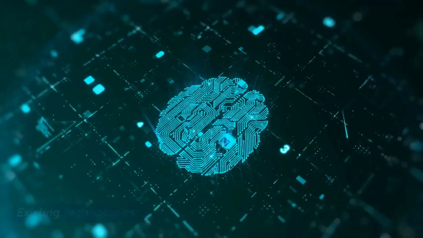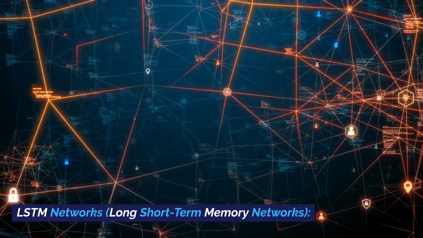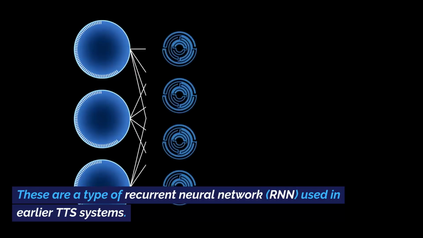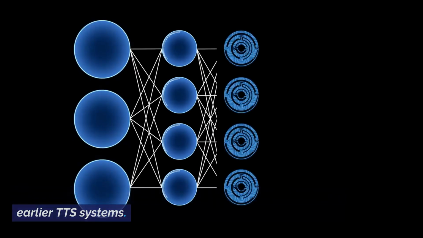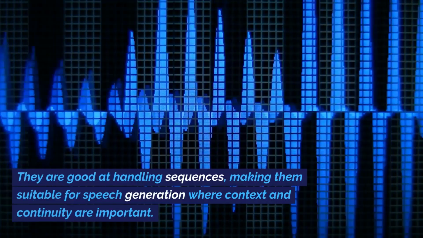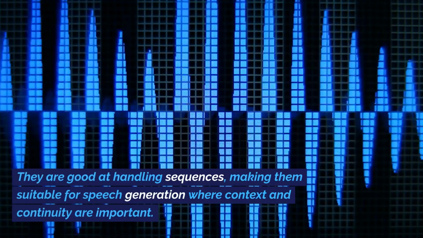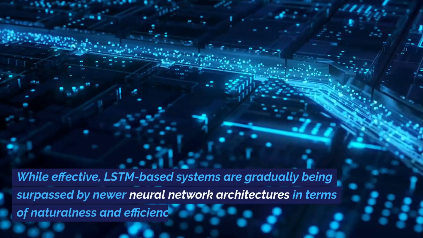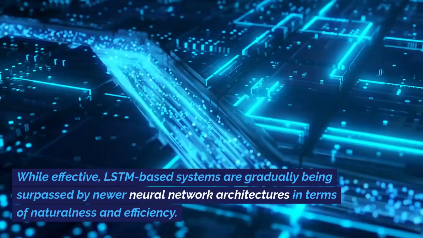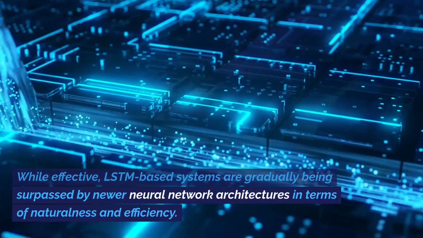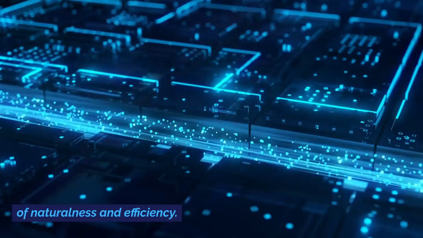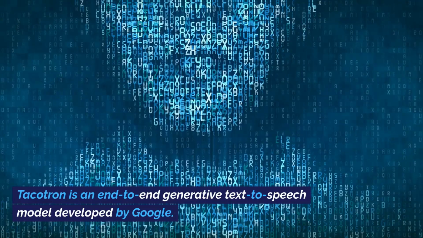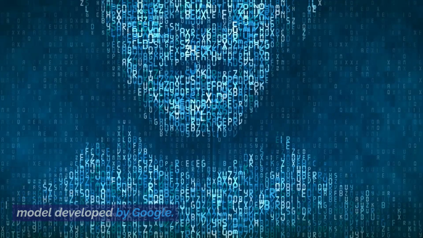Existing technologies. LSTM networks, long short-term memory networks. These are a type of recurrent neural network, RNN, used in earlier TTS systems. They are good at handling sequences, making them suitable for speech generation where context and continuity are important. While effective, LSTM-based systems are gradually being surpassed by newer neural network architectures in terms of naturalness and efficiency. Tacotron. Tacotron is an end-to-end generative text-to-speech model developed by Google.